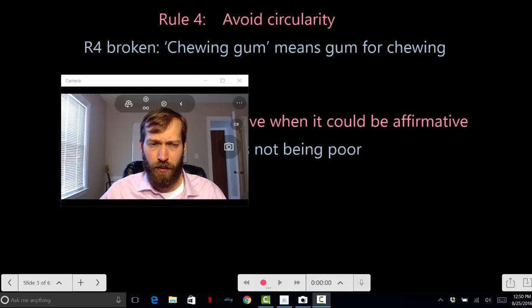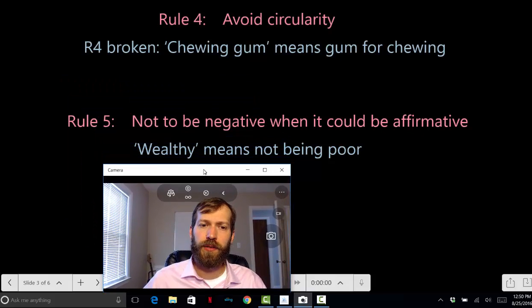Look at the Rule 4 here that's broken. It says the term chewing gum means gum for chewing. Well, if you don't know what chewing gum is, you're not going to know what it means gum for chewing, right? You're not going to know what that means either. So it's going to fail to be informative because of that circularity, because it's being defined by using the very same words that is used in the term in question.